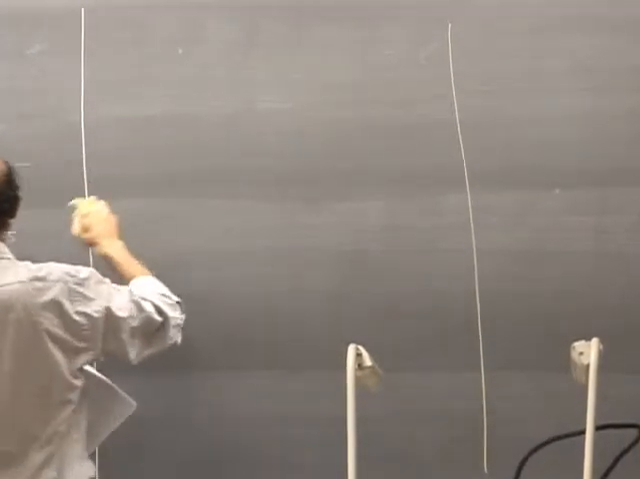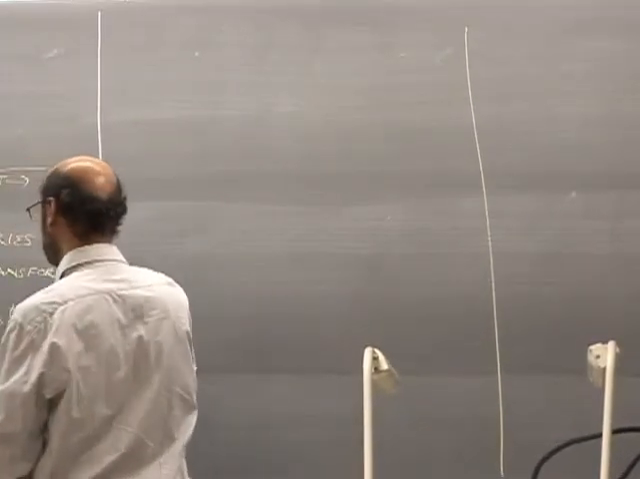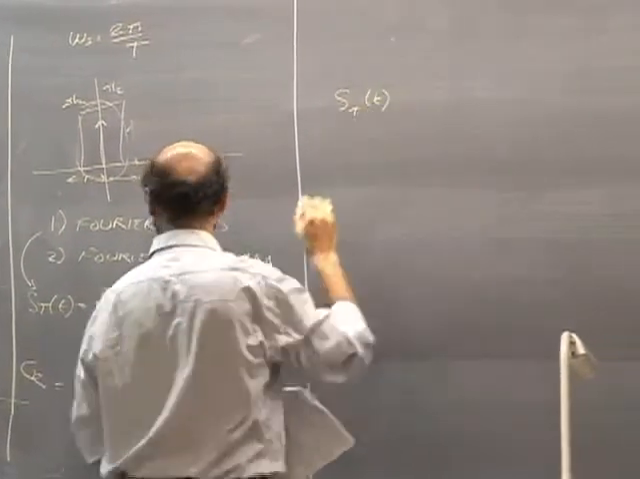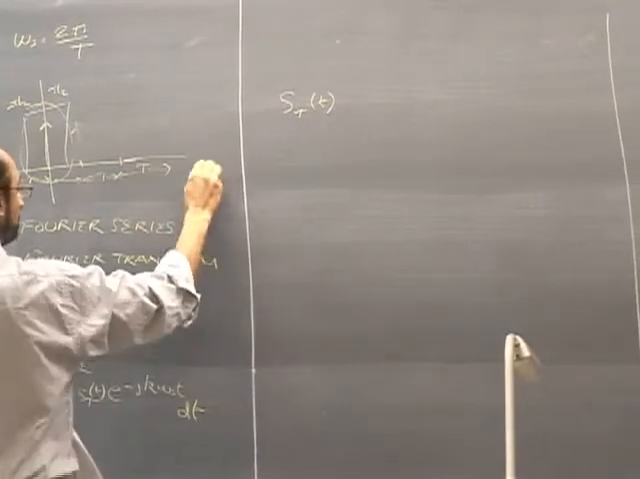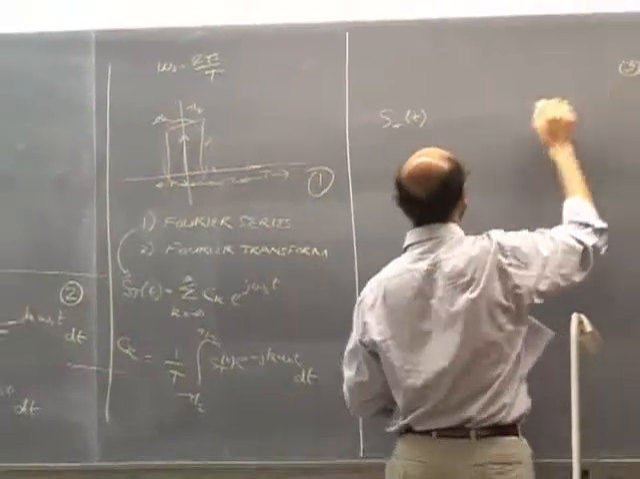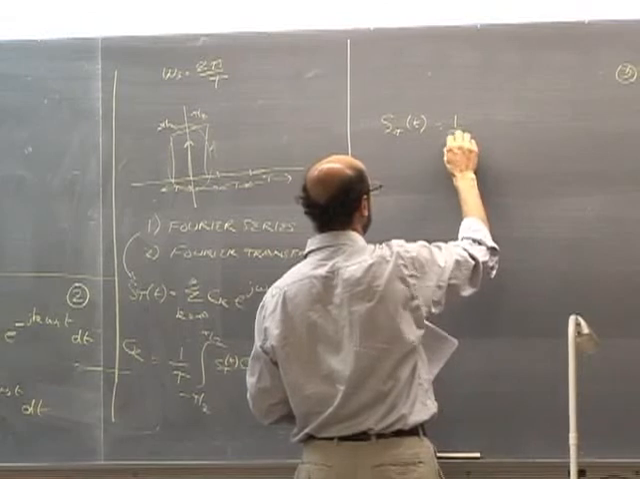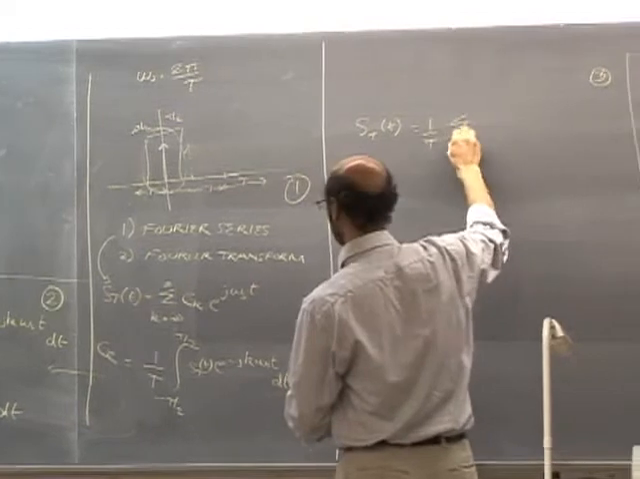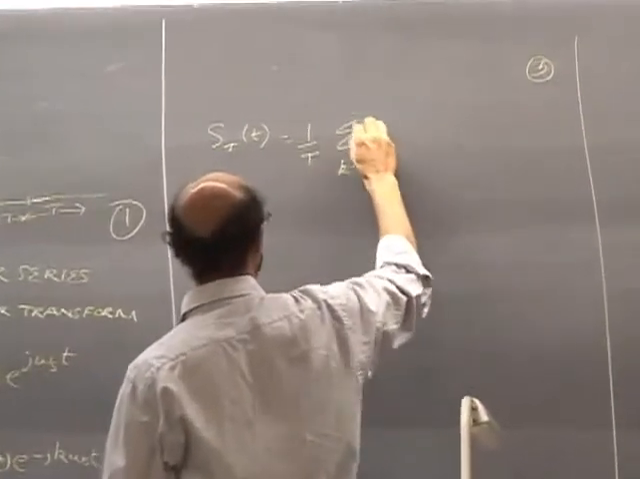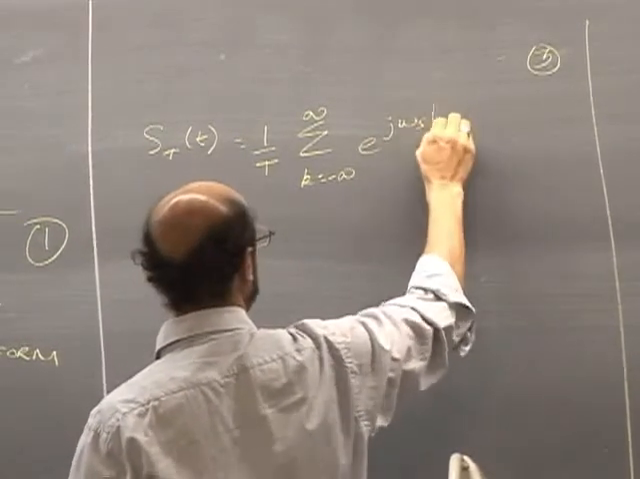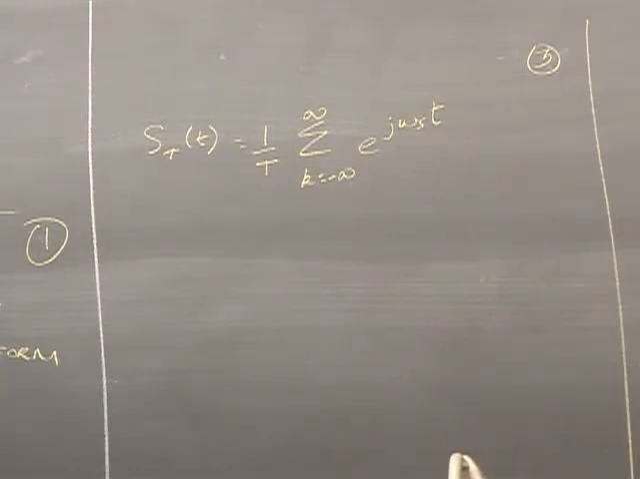Let me substitute c_k over here. This is 1, this is 2, and here we are at 3, because I'm going to get confused again. s(t) is going to be 1 over T, because that's the kth coefficient of the Fourier series, sum from k equals minus infinity to infinity of e to the jk omega_s t. That's the result we have so far.